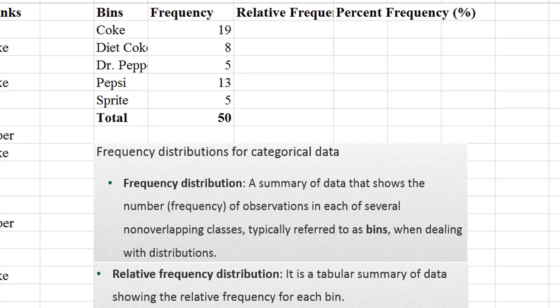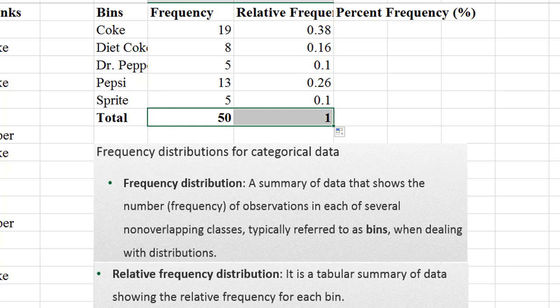To get the relative frequencies, you just need to divide the count of each soda by the total count. And of course, I want the dollar signs. Then I'm going to copy it down. It's a good idea to verify that the relative frequencies add up to 1. So I'll just copy across this sum formula. Yes, they do add up to 1.